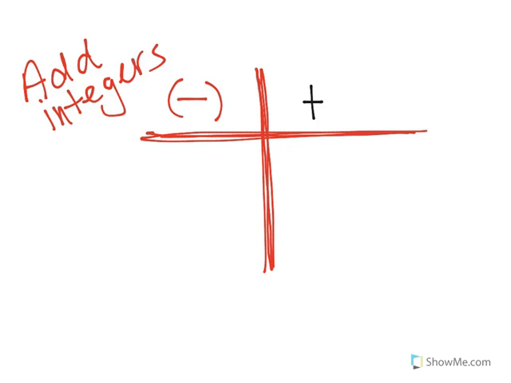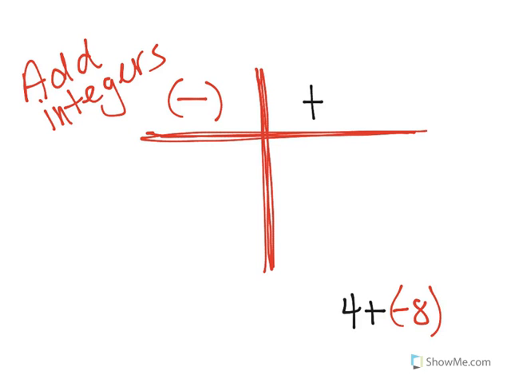Okay? Now I'm going to give you the same examples that I gave you earlier when I proved my answers using the number line and the integer chips. Earlier we had a question where we had 4 plus negative 8.